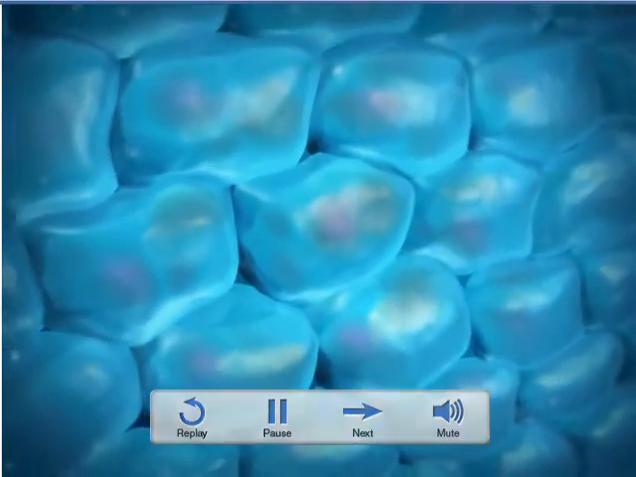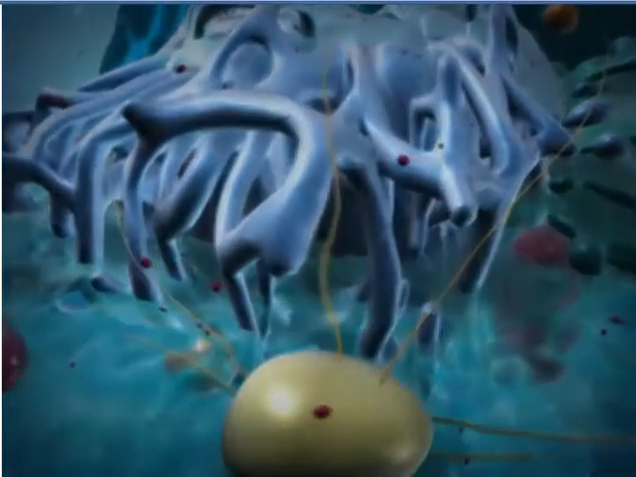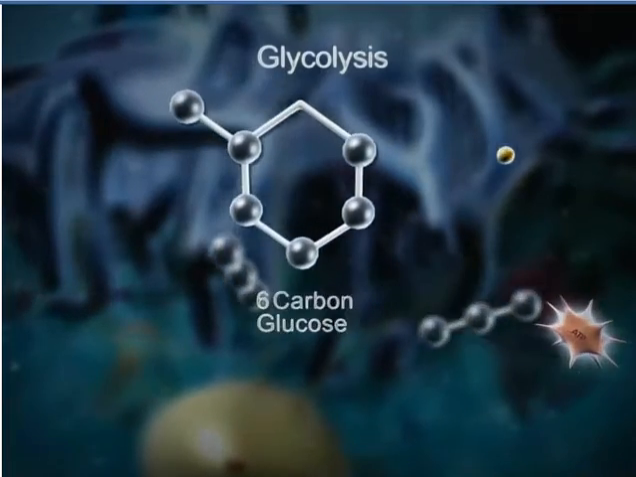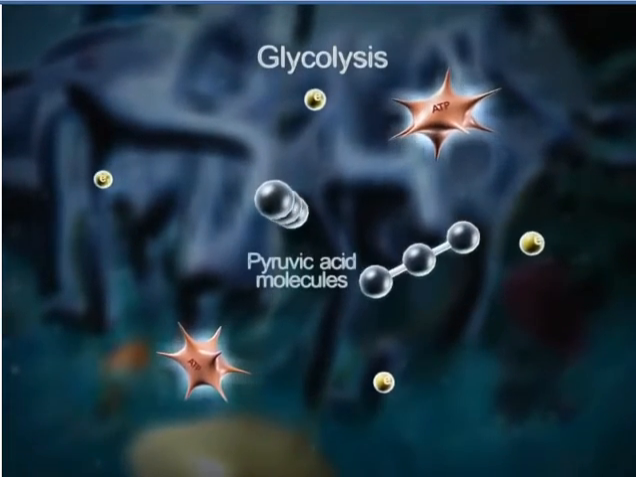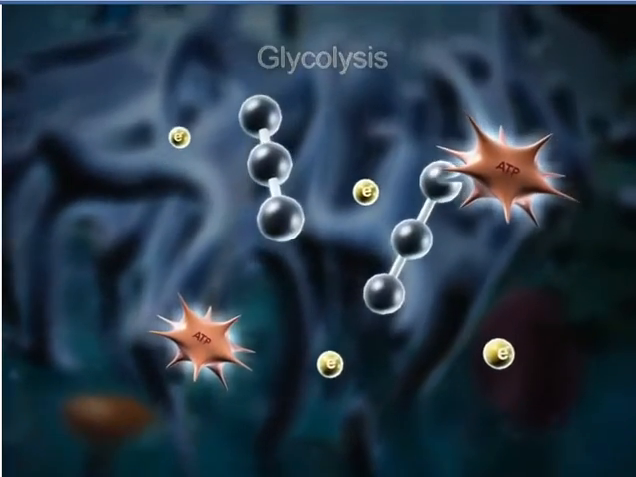Cellular respiration is comprised of three main steps. It begins when glycolysis breaks down a 6-carbon glucose molecule, producing 2 3-carbon pyruvic acid molecules and a net gain of 2 ATP molecules, which the body uses as cellular energy.